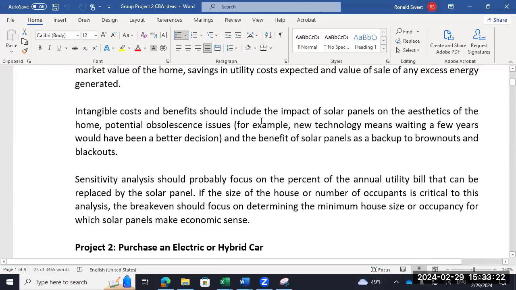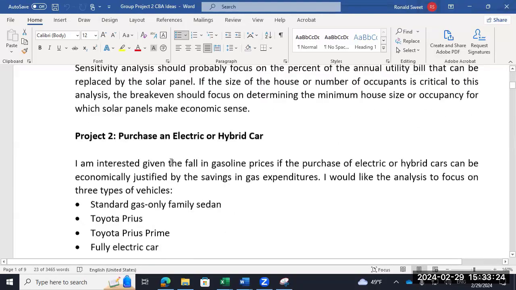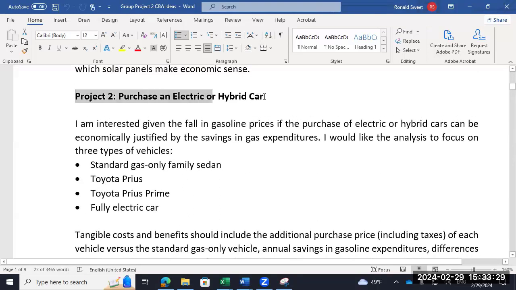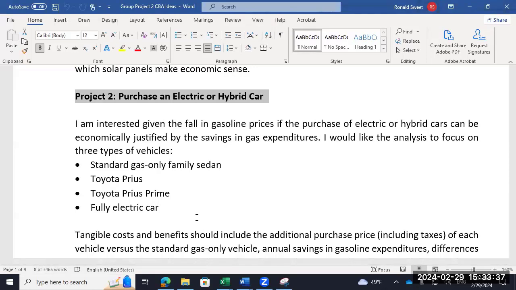The intangibles there is going to be, you know, you're helping save the world, however you want to word that. I love this one. This was kind of mine. What I like about electric cars and hybrid cars is I'm convinced plug-in hybrids are the way to go. But no one's talking about that.